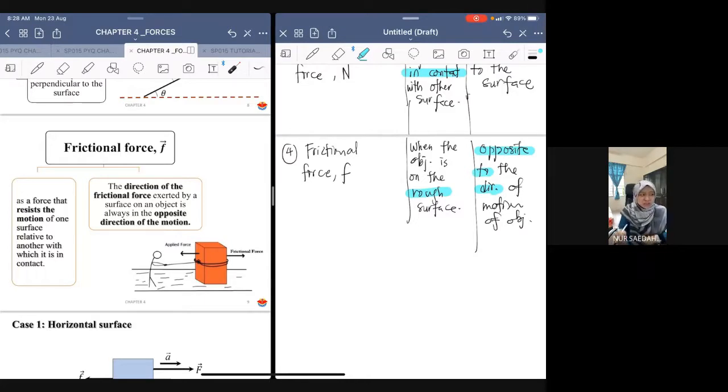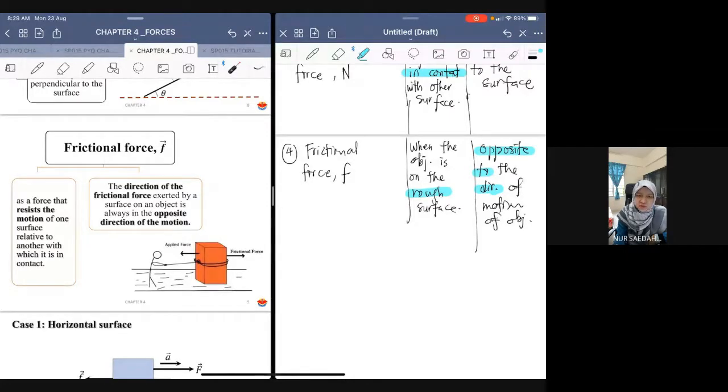Kalau motion tu bergerak ke kanan, okay, so contohnya kita punya gambar ni, dia tarik ni ada applied force ke kiri. Dia tarik box ni. So since pergerakan of this box is to the left, so frictional force is oppose the direction of motion, which is dia akan jadi to the right. So that is the direction of the frictional force.